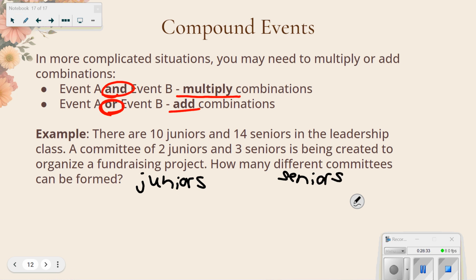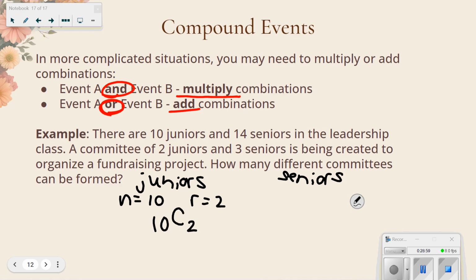So with our juniors, how many juniors do we have to choose from? What's our N here? Yeah, and how many are we choosing? 2. What would this situation be, combination or permutation? Combination. It doesn't matter the order that I'm choosing them in, right? You're all a part of the committee. So that'd be 10C2.